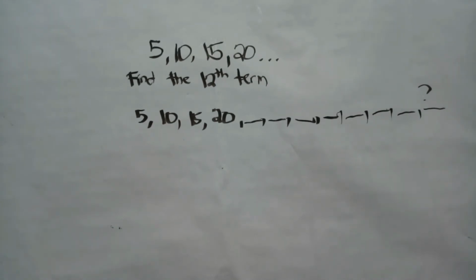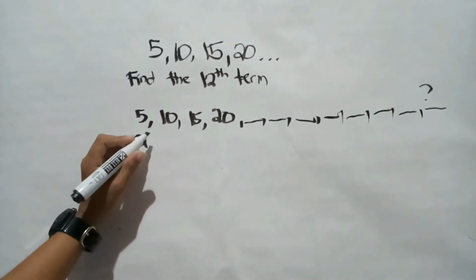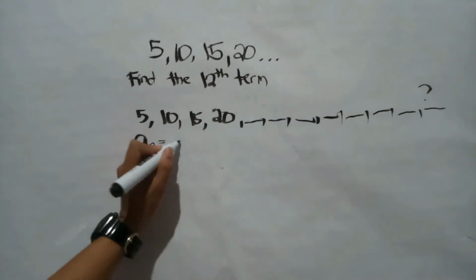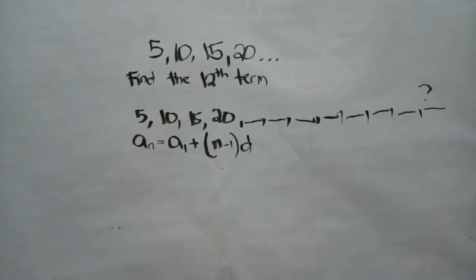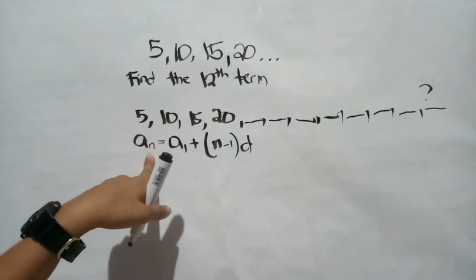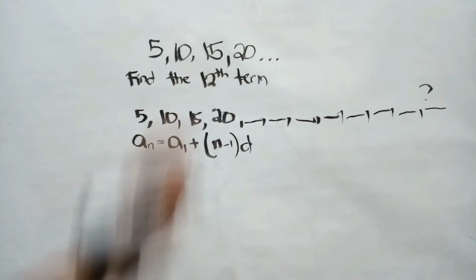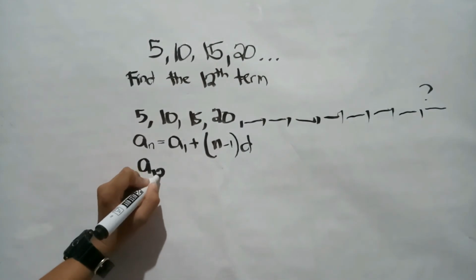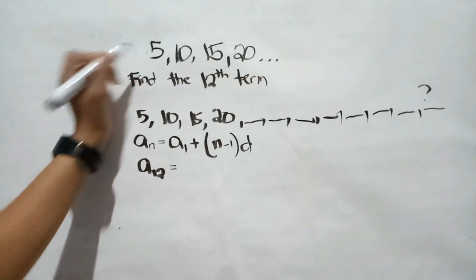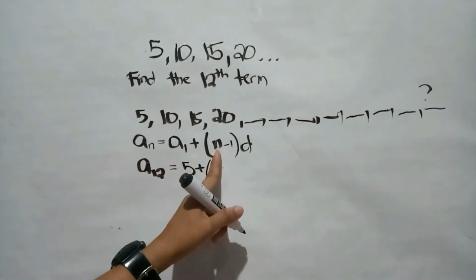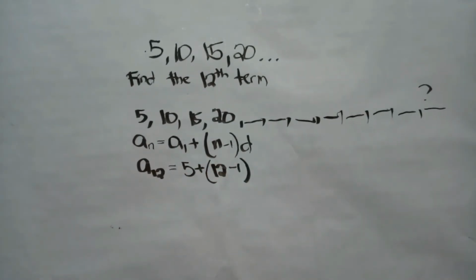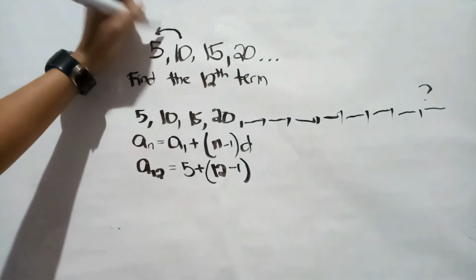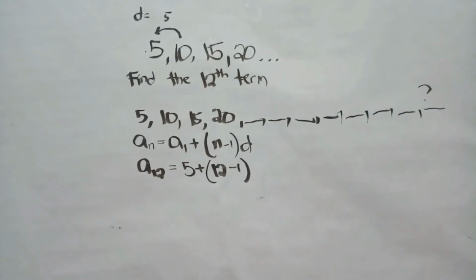But you can also use the formula. So we have the formula for the nth term. A sub n is equal to a sub 1 plus the quantity n minus 1 multiplied by d, or the common difference. So wherein a sub n is the last term or the unknown. So let a sub n be a sub 12, then equals the first term, which is 5, plus n is the last term, it is 12, minus 1, then the common difference. So solve for the common difference, just subtract a sub 2 minus a sub 1. So 10 minus 5 is equal to 5. So your common difference is 5.